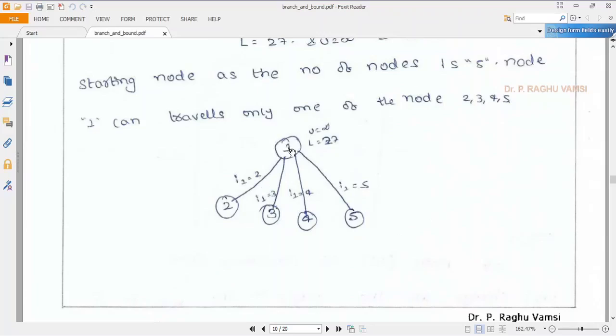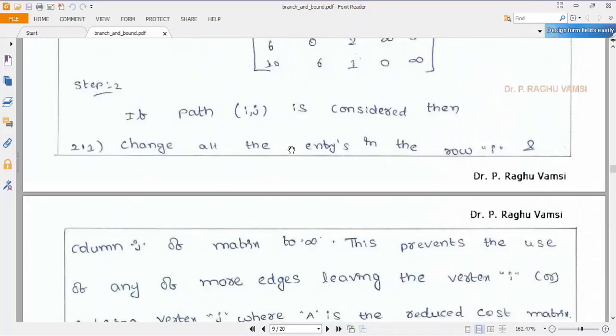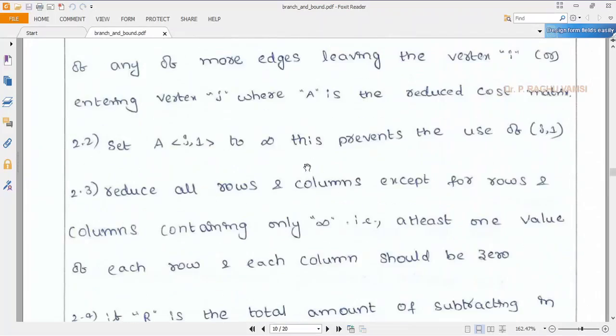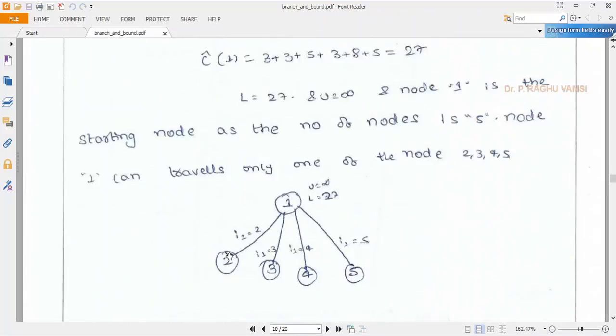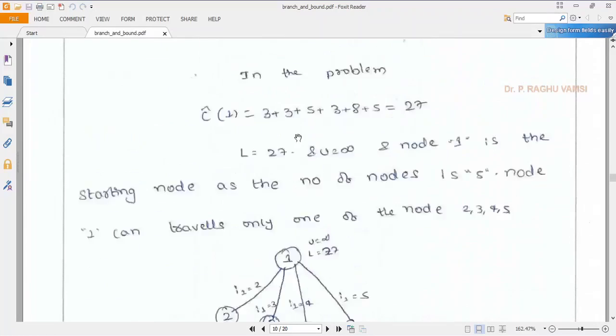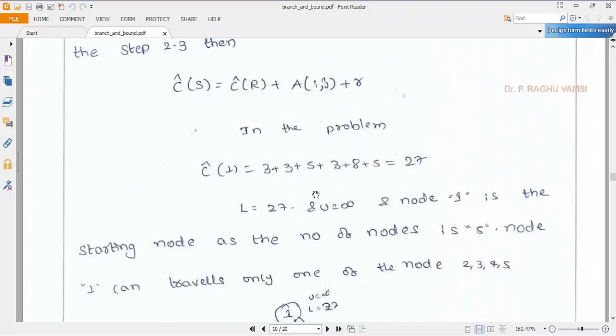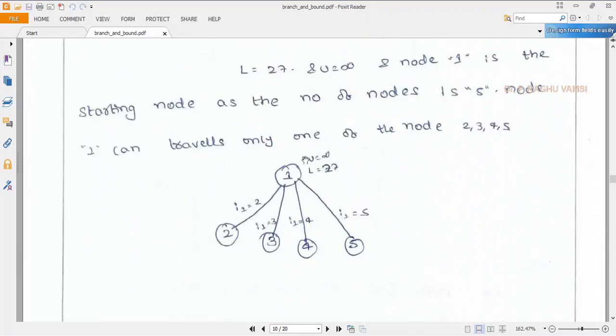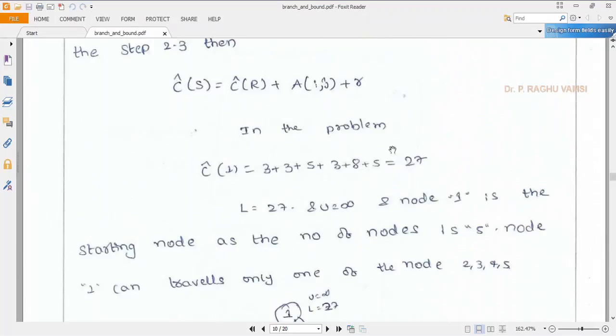We'll do the operation that we studied in step 2.1. If we pass from 1 to 2, then 1 to 2 should be replaced with infinity and 2 to 1 also with infinity. Then perform the row and column operations by reducing the minimum cost. Then calculate the lower bound using this particular cost formula.